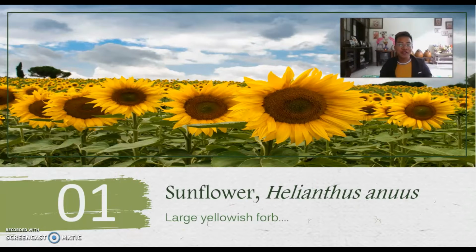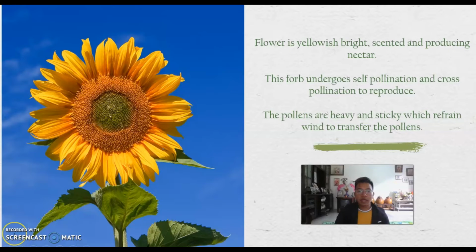So, the first flower that I'm going to discuss today is Helianthus annuus, or the sunflower. It is a large yellowish herbaceous type of plant. The sunflower has a bright yellow flower, scented and very fragrant. The flower also produces nectar to attract insect pollinators, or the entomophily. This plant undergoes either self-pollination or cross-pollination to reproduce.